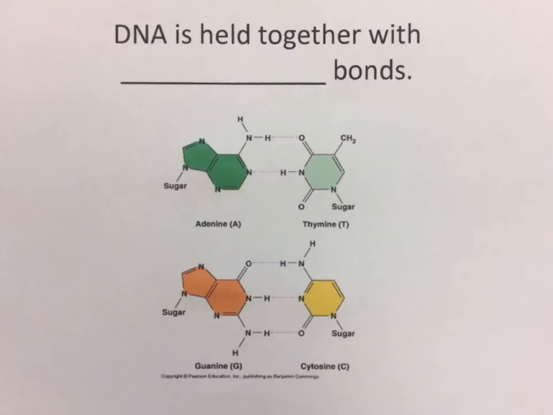So the next thing that's important about DNA is how do we actually get these bases to pair together? DNA is held together with hydrogen bonds. That just means that in between these bases, there are little hydrogen atoms that hold them together. And these hydrogen bonds are actually very weak. There's just a lot of them in our DNA that holds everything together. It's important to keep that in mind, the fact that they're weak, when we start talking about DNA replication here in the next couple of weeks.